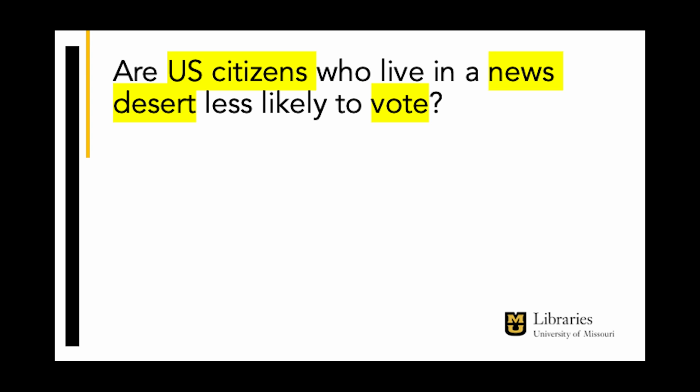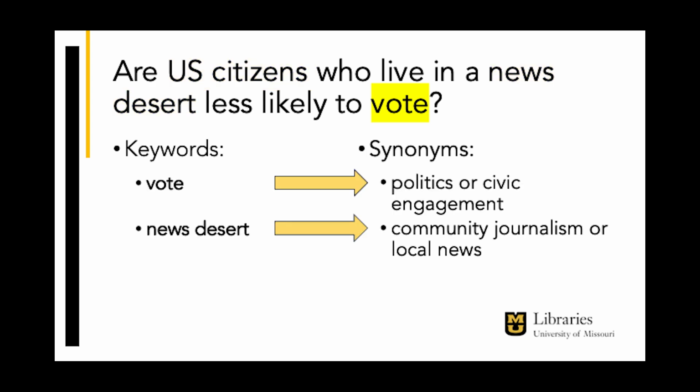In this case, the keywords are U.S. citizens, news desert, and vote. Since good writing uses a variety of words and phrases for the same concepts, you'll also need to identify any likely synonyms for each keyword. For example, for the keyword vote, we'd also want to search with synonyms like politics and civic engagement.